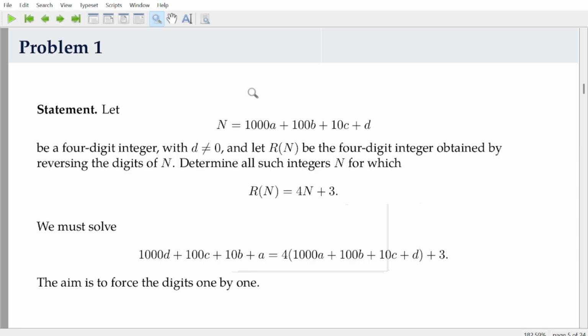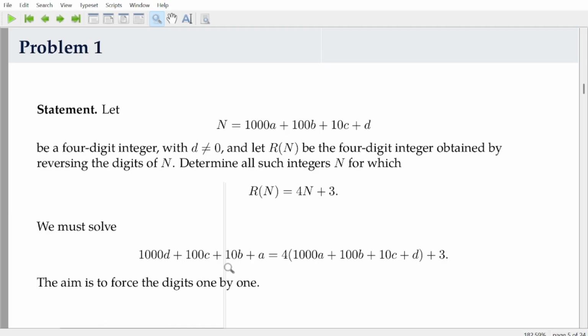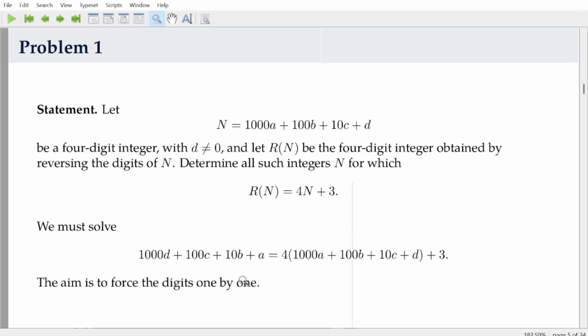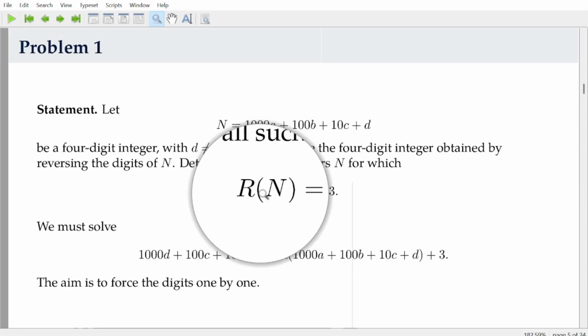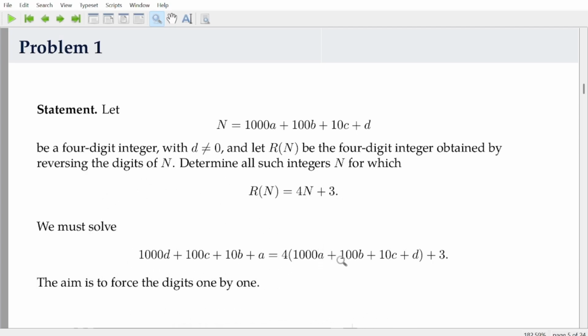Okay, so what we're really trying to solve here is basically this equation, right? So we have 1000D plus 100C plus 10B plus A, and this thing on the left-hand side here, that's our R of n. And then on the right-hand side, we have 4 times capital N, because remember, capital N is just 1000A plus 100B plus 10C plus D, plus 3. So that's just translating this equation into an algebraic equation, which we're going to have to solve. We're going to have to find the possible values for A, B, C, and D that actually make this equation true.